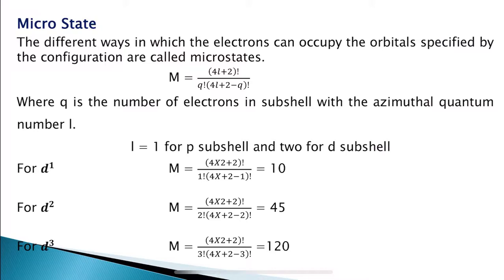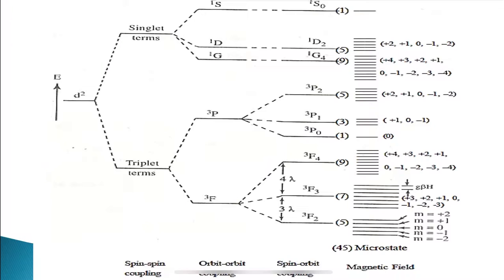And the next topic is about the microstate. What is meant by microstate? See here, these are the different microstates. Here 45 microstates have been observed. The two electrons which are present in the D2 metal ion, when in the applied magnetic field, will take 45 microstates. That means 45 different energy levels the two electrons present in the D2 metal ion can take.